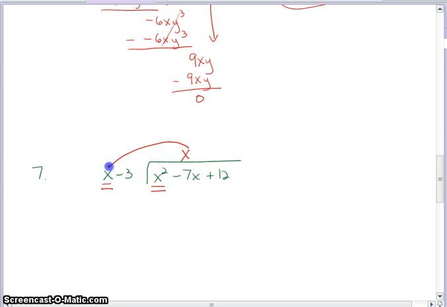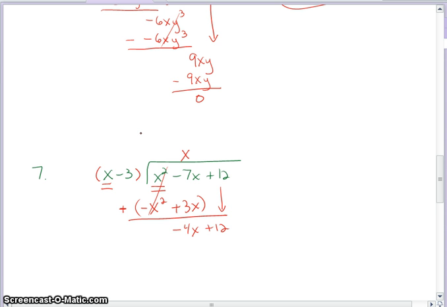So I'm going to multiply x times x, and I also have to multiply x times the negative 3. Because whatever I multiply, I have to multiply by this entire divisor, that entire thing. So that becomes a negative 3x. I'm going to subtract again. So when I subtract this, I can change this to the opposite signs. So I got x squared minus x squared, gone. Negative 7x plus 3x is a negative 4x. Bring down the 12.